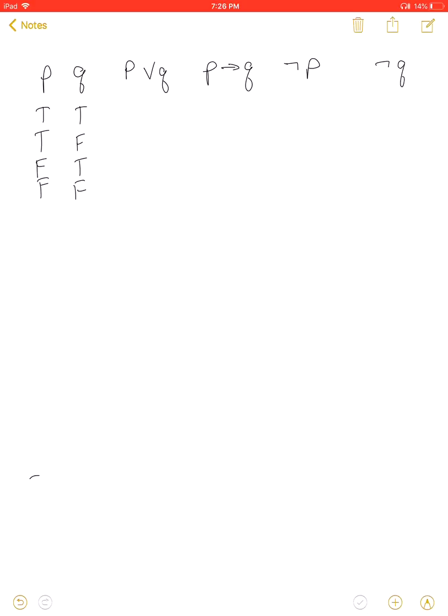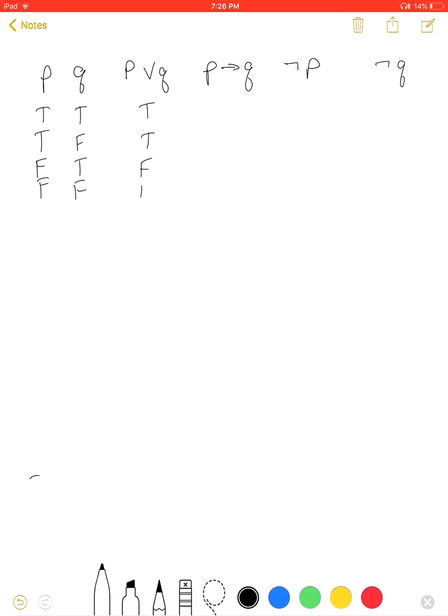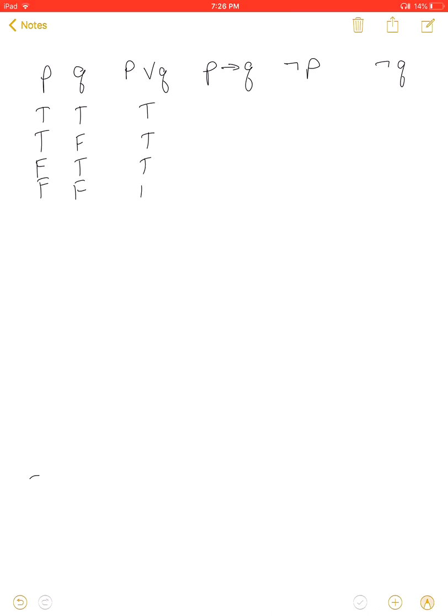P or Q gives us true, true, true, false. P implies Q gives us true, false, true, true. So for the first two specifications, there's two ways they can be consistent. For the first line, both are true. P is true and Q is true. And in the third line, when P is false and Q is true, both lines are true.